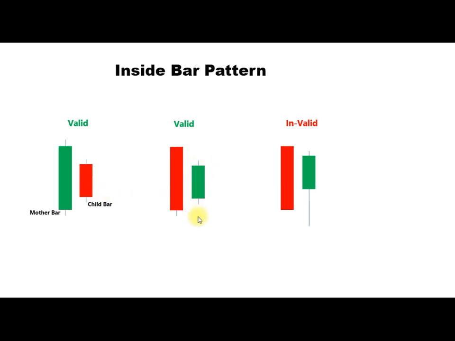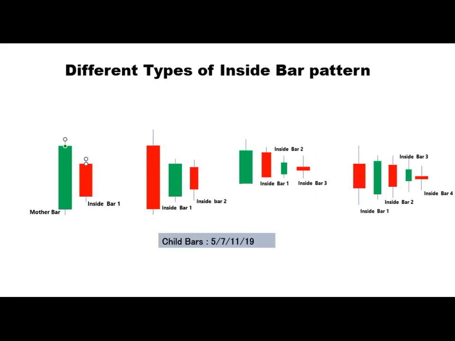The second pattern, this is a red candle and this is a green candle. This is also a valid pattern. Here you can see the child bar's high and low is inside the mother candle. So this pattern is also a valid pattern. The third pattern is an invalid pattern. Why is this an invalid pattern? Because you can see here the body of the candle is inside the mother bar, but the wick, the low, is lower than the mother candle. So this is not a valid pattern. You should not enter the trade if you get these types of patterns. I hope you are clear with the patterns. These are the different types of inside bar pattern.